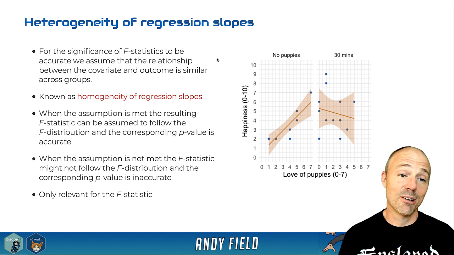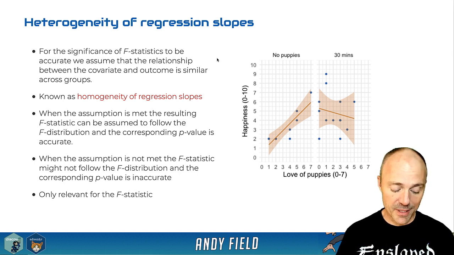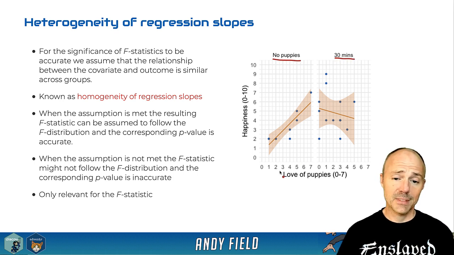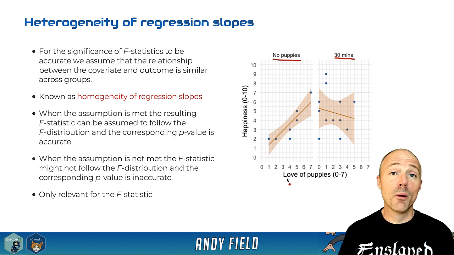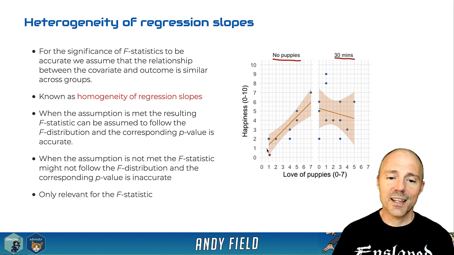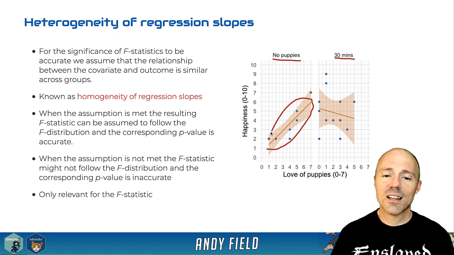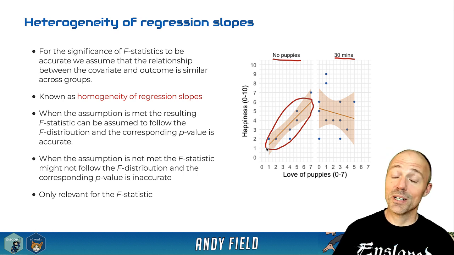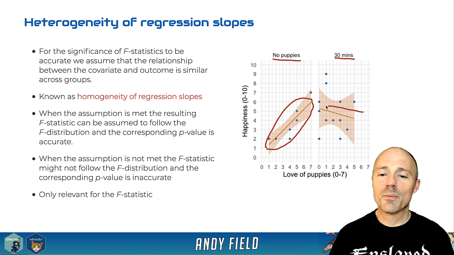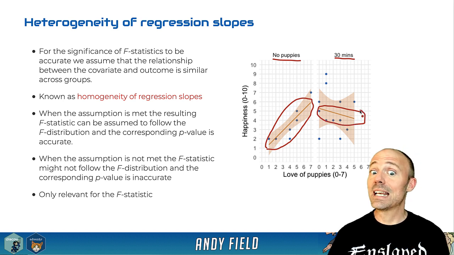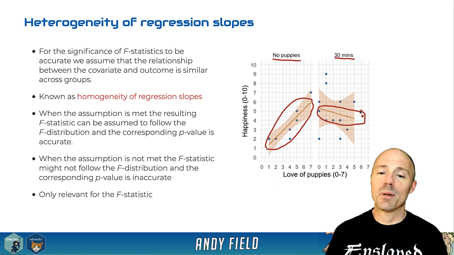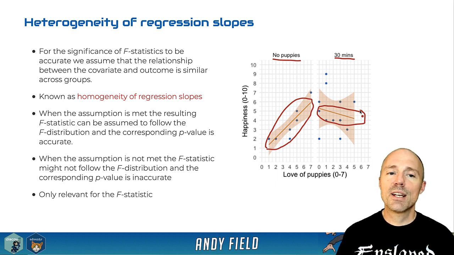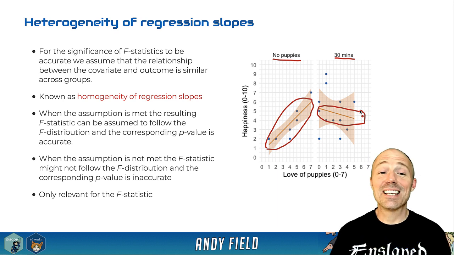This is the opposite scenario, where you've got heterogeneity of regression slopes. I'm showing you here the no puppy group and the 30-minute group. Again, we're looking at the relationship between love of puppies, the covariate, and happiness, the outcome variable. Hopefully what you can see is that the slope of this line, the shape of the relationship between love of puppies and happiness, is positive, pointing upwards in the no puppy group, but in the 30-minute group, the relationship is different. It's actually slightly negative. As love of puppies goes up, happiness goes down. So this is heterogeneity of regression slopes.